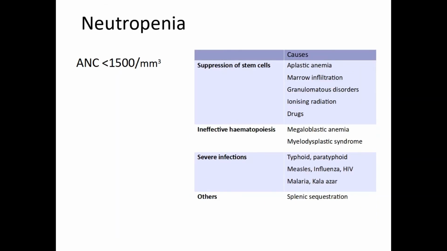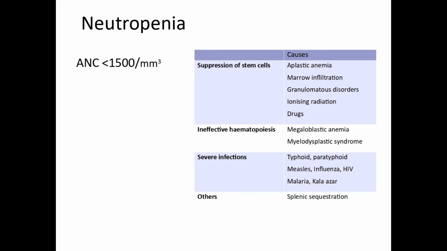Causes for decreased neutrophil count include diseases in which there is a suppression of stem cells like aplastic anemia, or marrow infiltration by any tumor, or it could be granulomatous disorders like tuberculosis. It could be due to radiation, or it could be due to chemotherapeutic agents. In some cases, the neutrophils formed can be destroyed within the bone marrow itself, which is ineffective hematopoiesis, which can be seen in megaloblastic anemia as well as myelodysplastic syndrome.